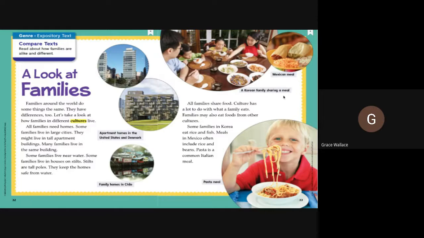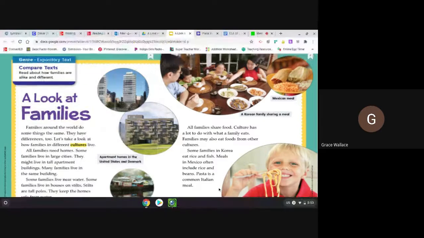So once again, we have some pictures, real life event right here, not drawn. It's a photograph. And we have a caption. This photograph right here shows a Korean family sharing a meal. This photograph is a Mexican meal. I think I see some tamales up there. And down here, this is a pasta meal. Okay, so now we're going to go to our workbook.